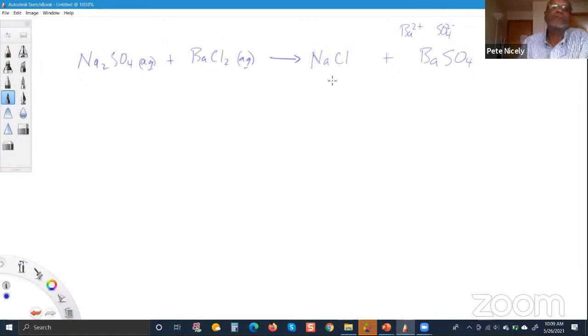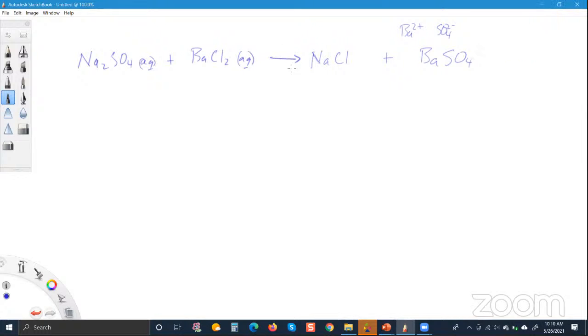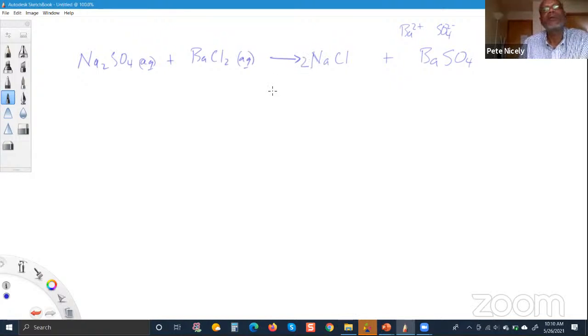Okay, so the next step is to balance this equation. So how would we balance this equation? Put a 2 on the sodium chloride. Okay, very good. All right, and that's all we need, right? Okay, now here's the next step. We need to find out which, if any, of these products would form a precipitate.